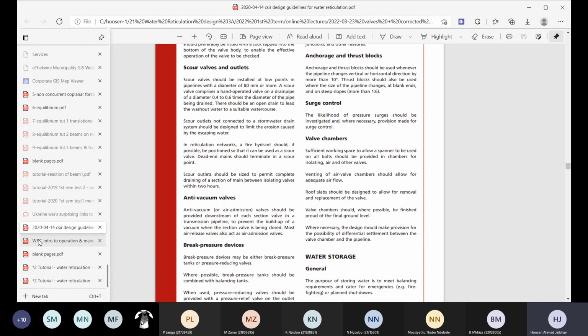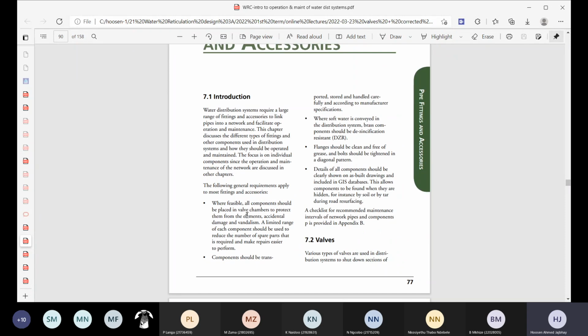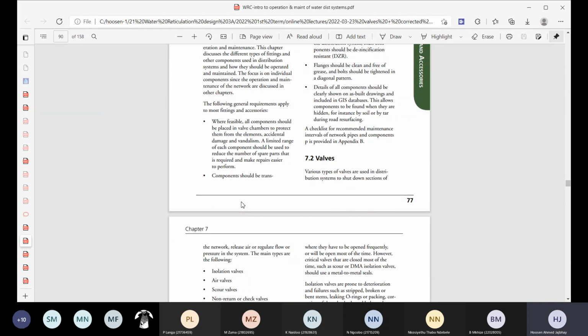You'll find a more extensive discussion on this topic in the Water Research Commission document, in chapter 7 of that particular document. Here they also have some pictures which might help some of you to visualize what's going on. So I'm going to use this document. They also give you the reasons why we put in the valves.